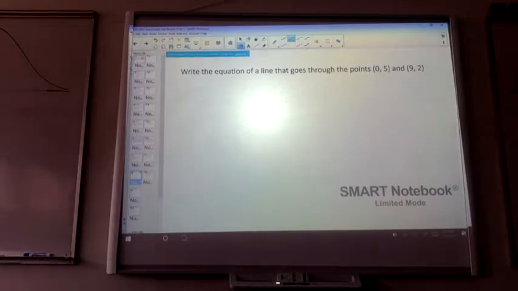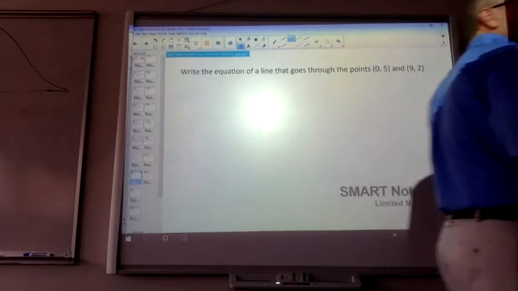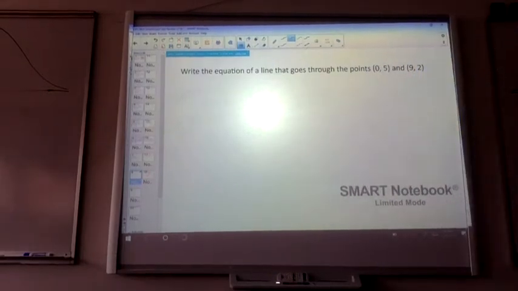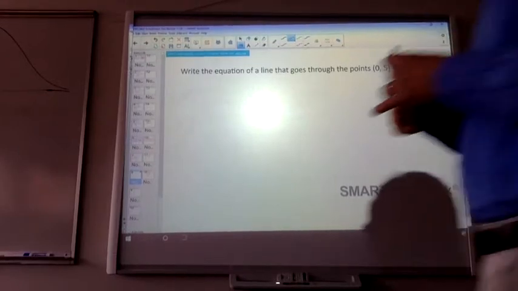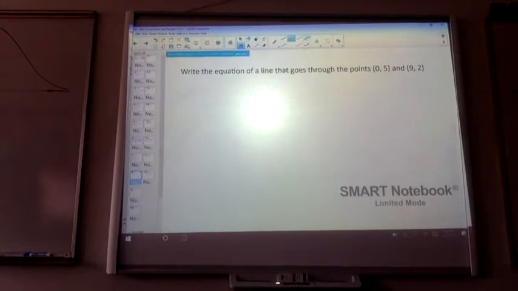Okay. Write the equation of the line that goes through the point 0, 5 and 9, 2. So let's identify. Is 9, 2 just a point? You have to find the slope first. But what is 0, 5 though? What's special about 0, 5? It's the y-intercept. So we do see this being the y-intercept right away. Okay, so this is my b value. So I know that b is equal to 5 at this point.